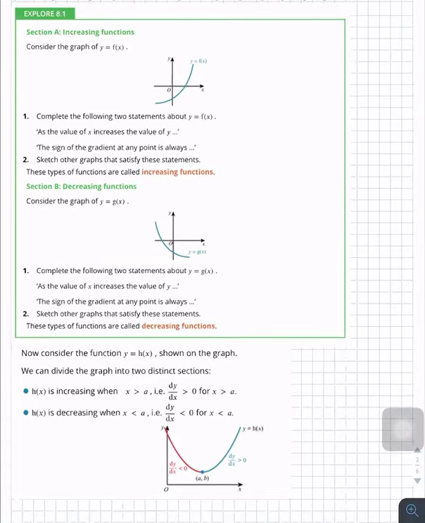What is an increasing function? What is a decreasing function? Please read what is written here, Jensen. Explore 8.1 of your textbook. What page, yeah? 113, yes. Okay. Help boy, read Explore 8.1 for the class.